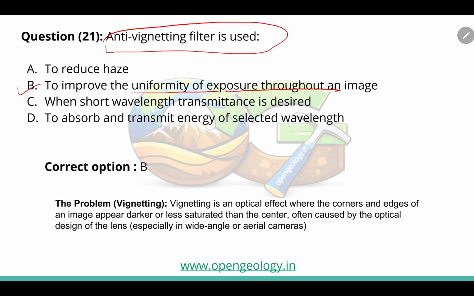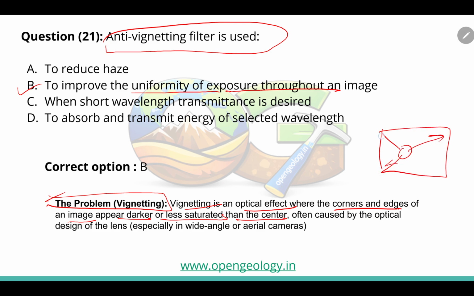Like the problem, vignetting is an optical effect where the corners and edges of an image appear darker or less saturated than the center. Whenever we click a picture, the most perfect part is its center. As we go away towards the corners, it becomes less effective, or you can say darker, with less saturation. This is caused by the optical design of the lens, especially in wide angle or aerial photographs. This is reduced with the help of the anti-vignetting filter, and the correct option will be option number 2.